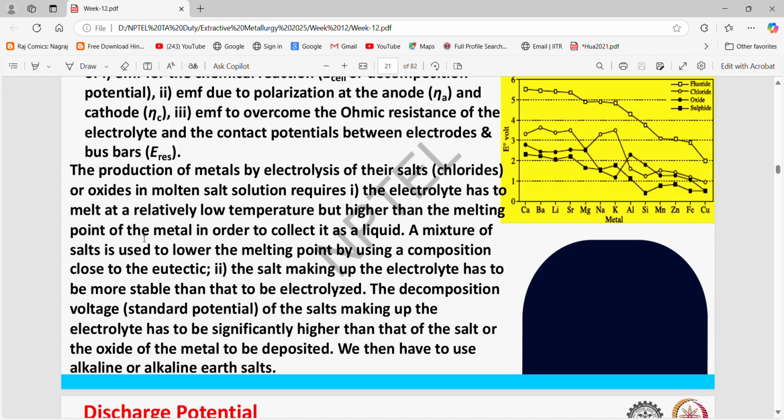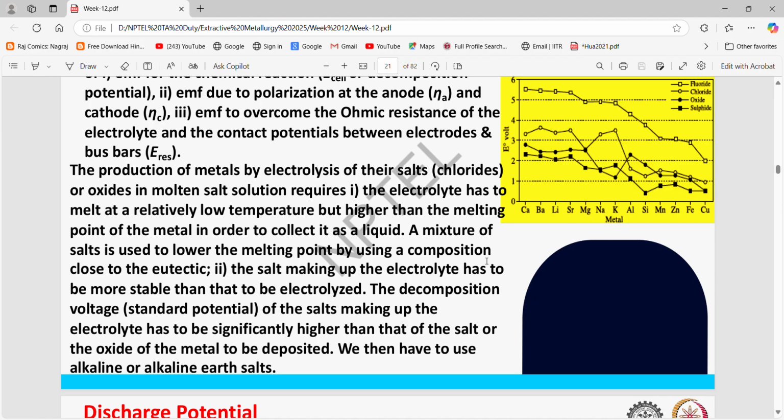So the production of metals by electrolysis of their salts, which are generally chlorides or oxides in molten salt solution, requires that the electrolyte has to melt at a relatively low temperature, but higher than the melting point of the metal in order to collect it as a liquid. A mixture of salts is used to lower the melting point by using a composition close to the eutectic, so that we can go with as low a temperature as possible in order to save energy during the process.